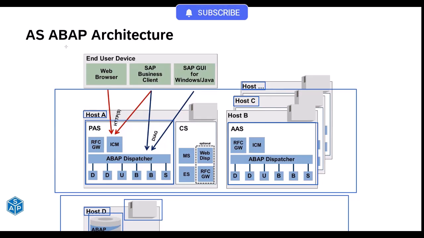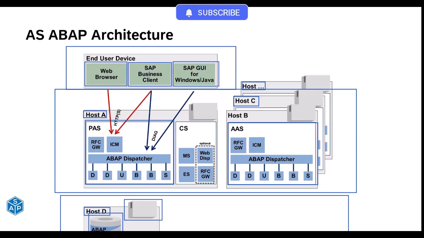And this is my presentation layer, the user layer, from where the users are connecting to my application server. In the previous screen, we saw that there are three different interfaces by which the user can connect to the application. First is your common web browser. Then you can connect using the SAP Business Client. And the last one, you can connect using your SAP GUI.